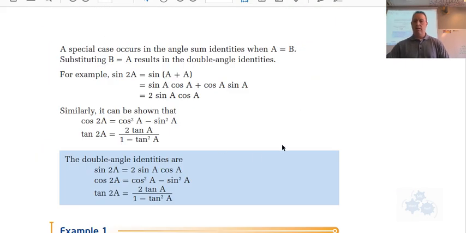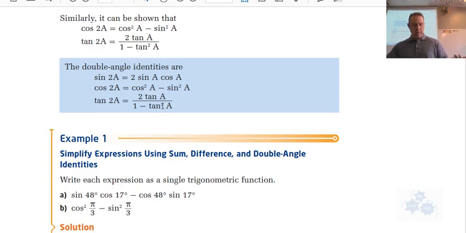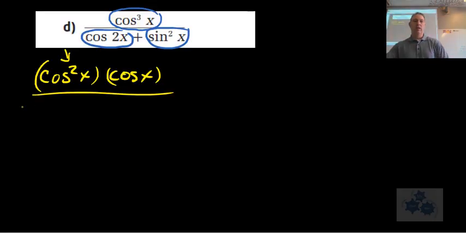Give me a second. Is this the page? Well, some double angle formulas, I guess, are right here anyways. So cos of 2x right here could be this one, right? Cos squared a minus sine squared a. So that might be a good idea. So let's go here. Cos squared x minus sine squared x.